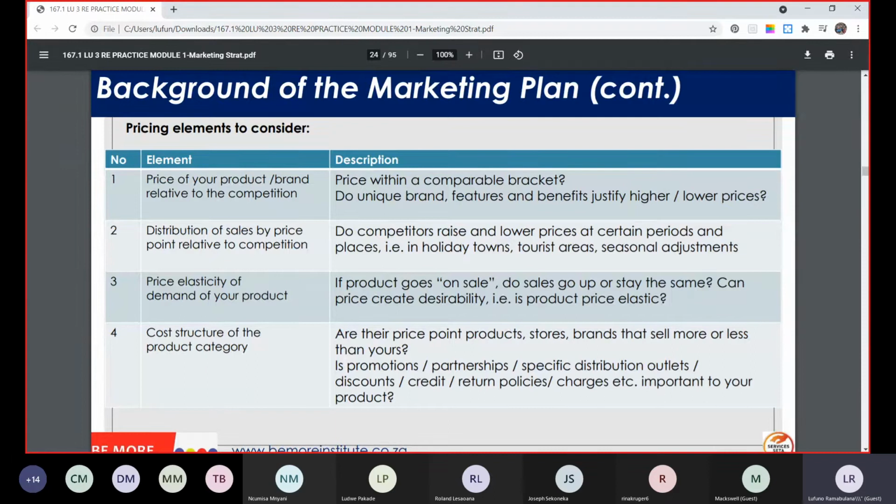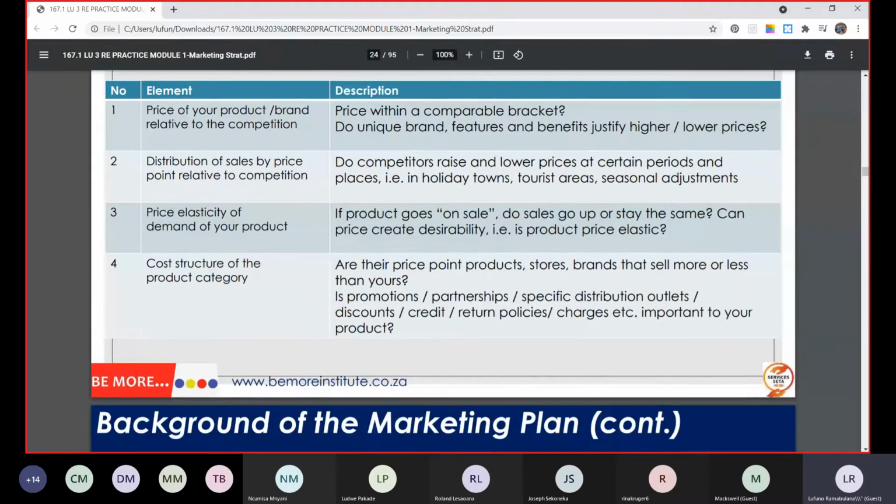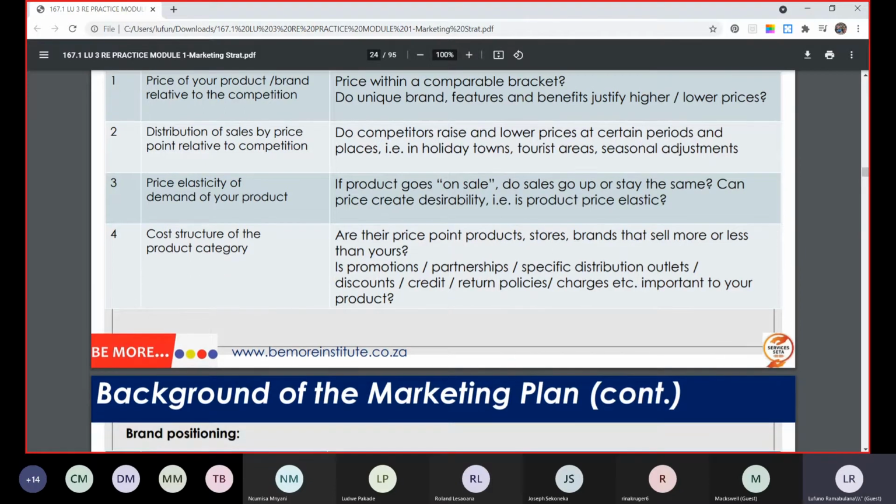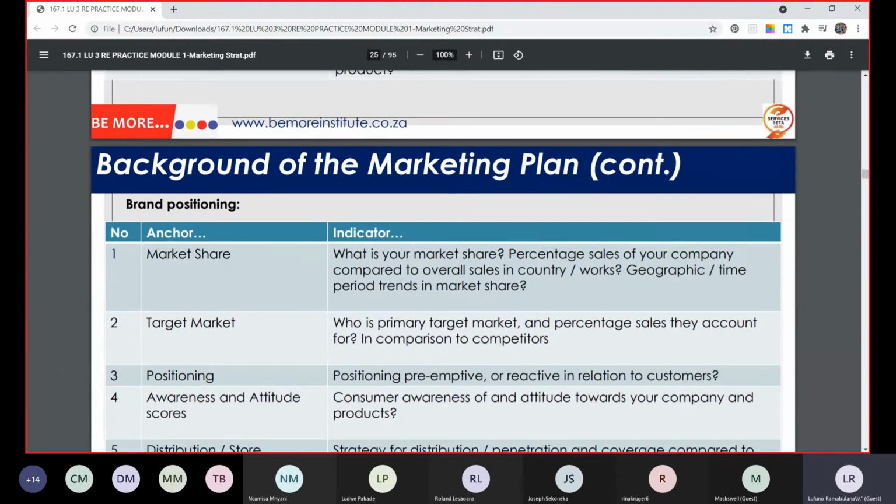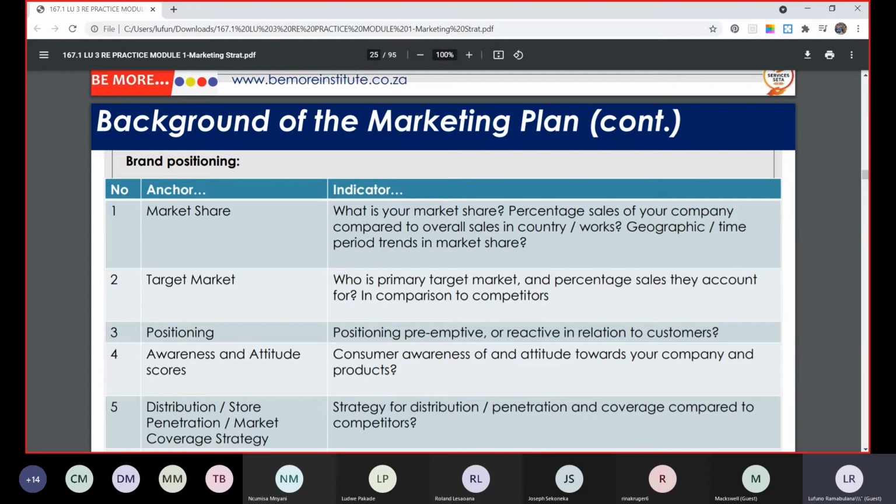The cost structure of the product category also matters. This will be described as the price points of the product. The stores or brands that sell more or less, are they more than yours? Is a promotion, partnership, specific distribution outlet, discount, credit, return policy, or different charges more important to your product? So these are the different cost structures of the product category. Your brand positioning: we look at what we call your anchor, and then also the indicator to that particular anchor.